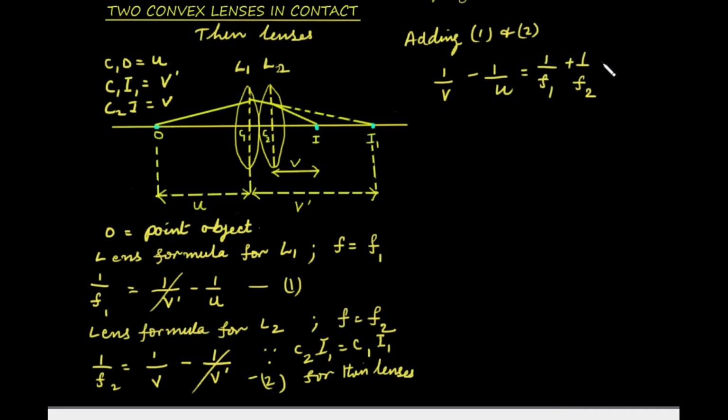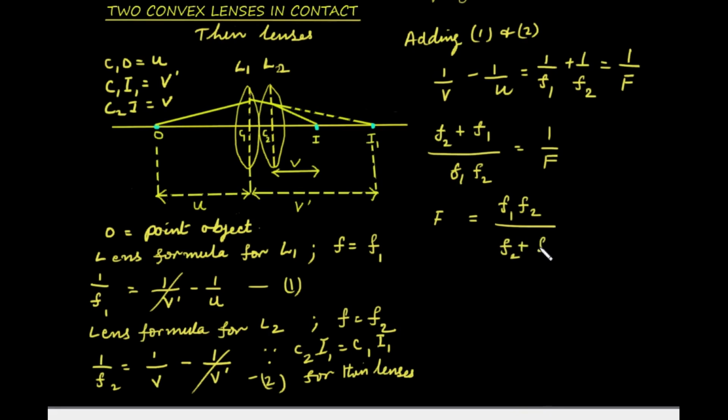And what is this quantity? That is equal to 1 by f. That is the reciprocal of effective focal length. We have to find out effective focal length, not its reciprocal. So how do we proceed? We will use this part of the equation. So it becomes f2 plus f1 divided by f1 f2 is equal to 1 by f, or f is equal to f1 f2 by f2 plus f1. So this is the expression for effective focal length for two convex lenses in contact.